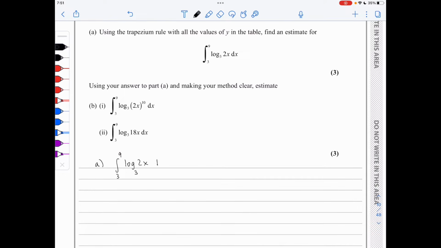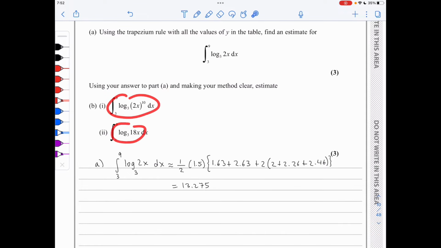Therefore we can say that the integral of log 2x base 3 from 3 to 9 with respect to x is approximately a half times the height of the trapezia, which is 1.5, and then it's the first and last y values once. So 1.63 plus 2.63 plus 2 times all intermediate y values. So 2 times 2 plus 2.26 plus 2.46, which leads to an answer of 13.275.